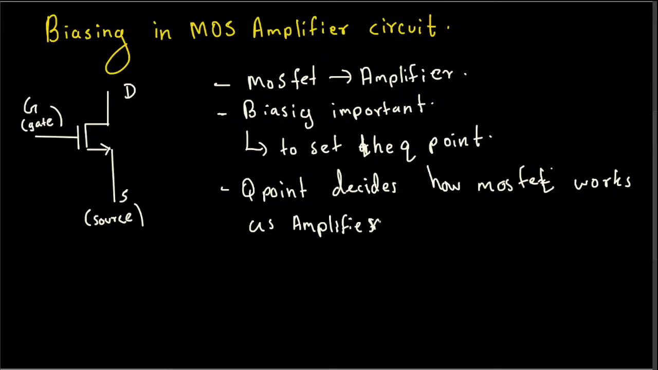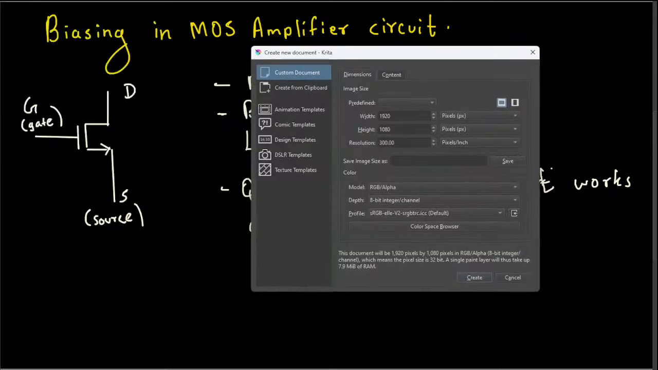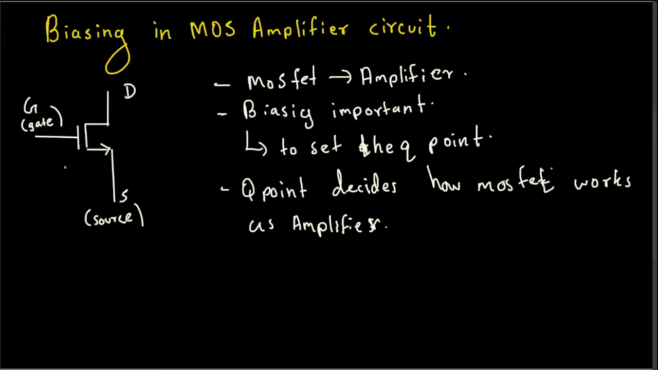There are several methods of biasing. I'm just gonna do the first method in this video. I will do the next methods in my upcoming videos. The first method is, what we do is we set the VGS to be fixed. VGS is nothing but the gate to source voltage. This is gate, this is source. In between that, there's a VGS voltage right here. Biasing by fixing VGS.